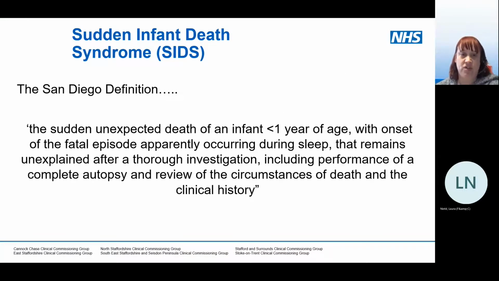This is the definition of sudden infant death syndrome. It's called the San Diego definition. It defines a sudden infant death as the sudden and unexpected death of an infant under the age of 1, with the onset of the fatal episode apparently occurring during sleep, and it remains unexplained after a thorough investigation, including the performance of a complete autopsy and review of the circumstances of death and the clinical history.